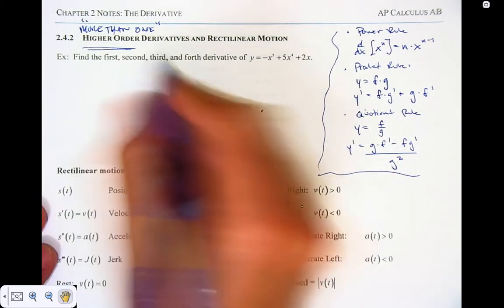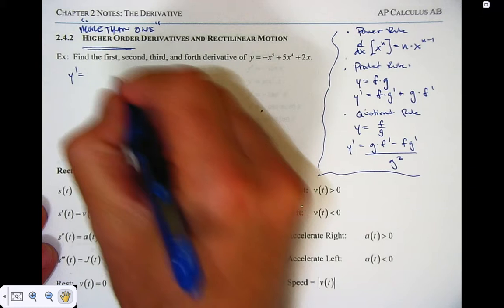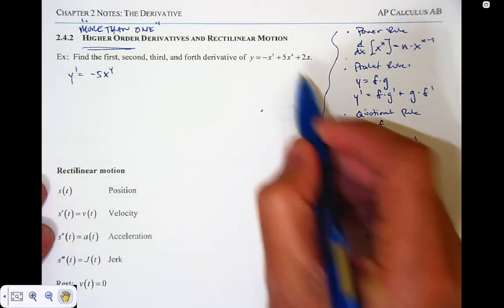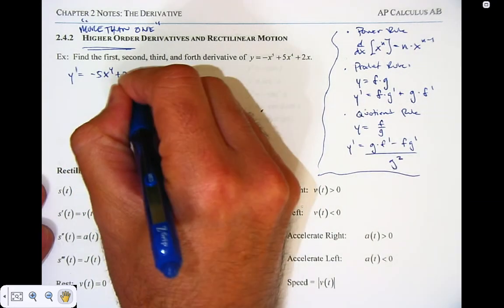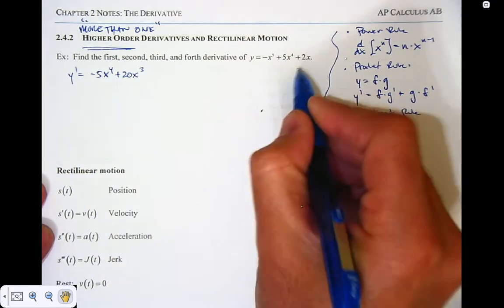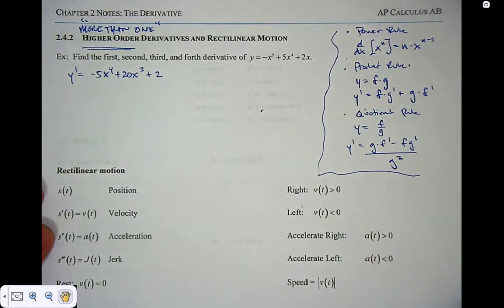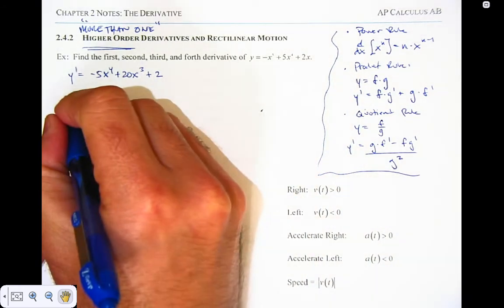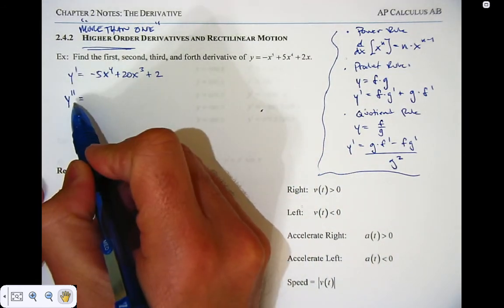So if we wanted to take the first derivative, this is just term by term differentiation. This would be minus 5x to the fourth, right? And then bring down the 4 to get 20x cubed. So plus 20x cubed. And then plus 2 here. And that would be our first order derivative, right? Y prime. If we want to find the second derivative, so y double prime, we would take the derivative of the first derivative. So you just keep going.